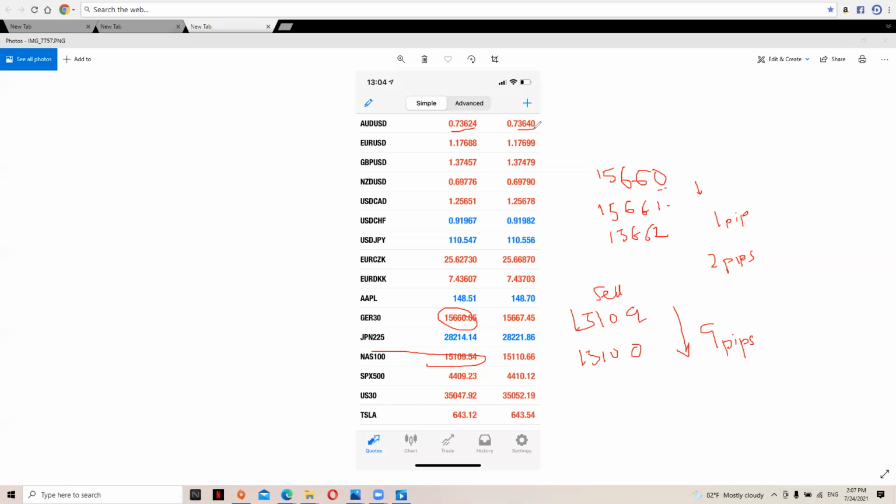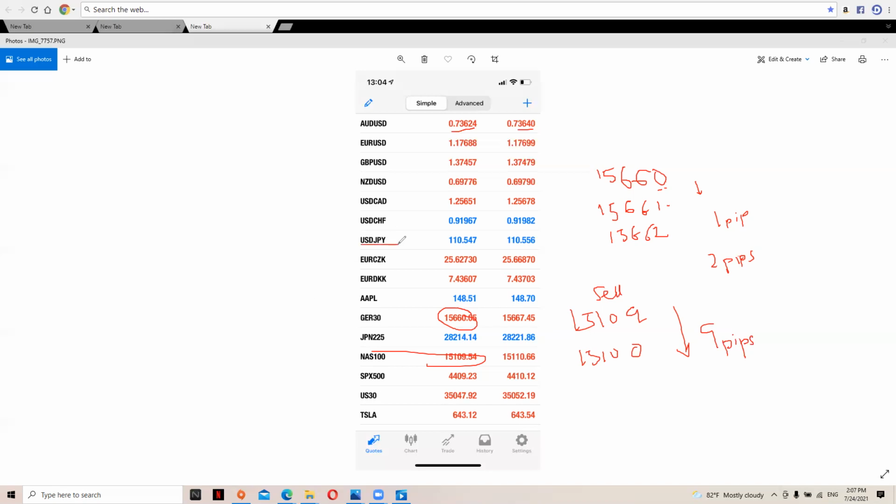When I talk about lot size, I'll focus on currency pairs. I'm talking about stock indexes so that you can get the whole concept about pips. Sorry. So let's look at another example.